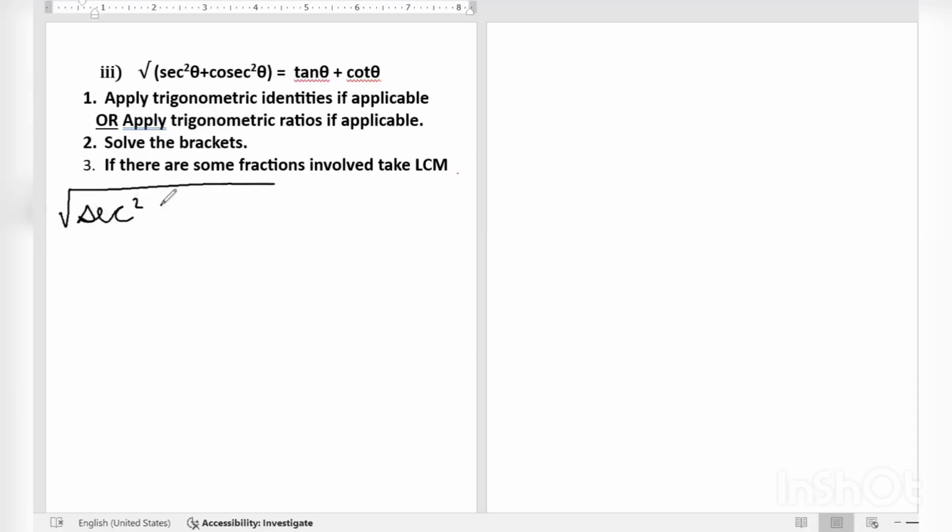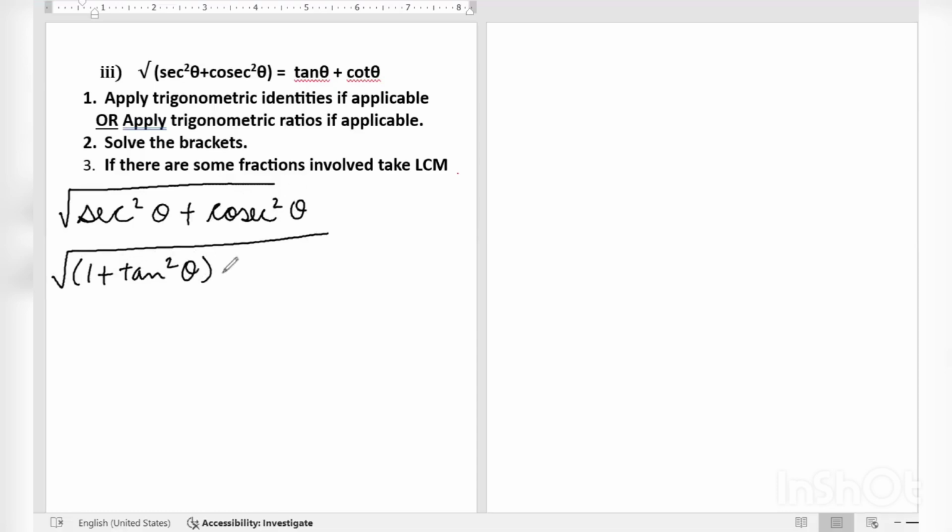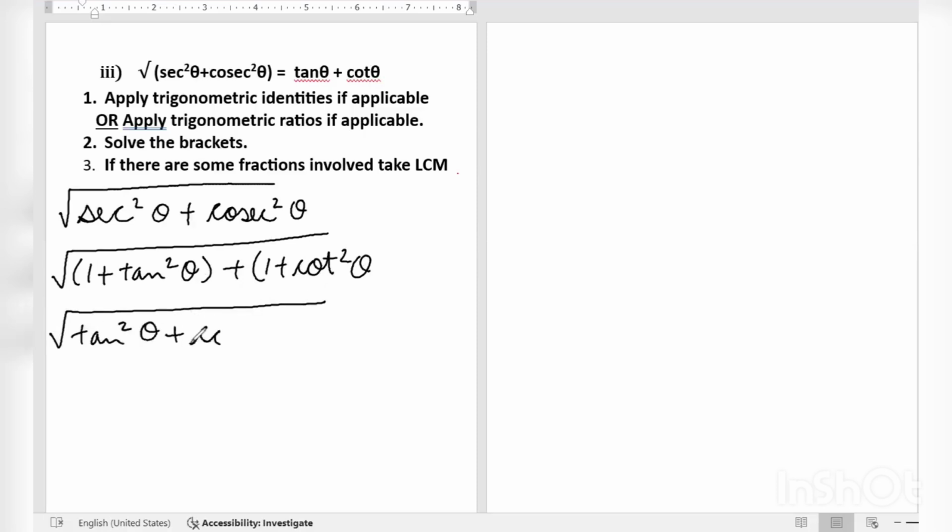I'm taking the LHS only here. So when I replace sec square theta, I'll have 1 plus tan square theta and cosec square theta as 1 plus cot square theta. Now when I open the bracket, I'll have tan square theta plus cot square theta plus 2. Now we know that tan theta into cot theta is equal to 1. So here 2 can be written as 2 into 1.